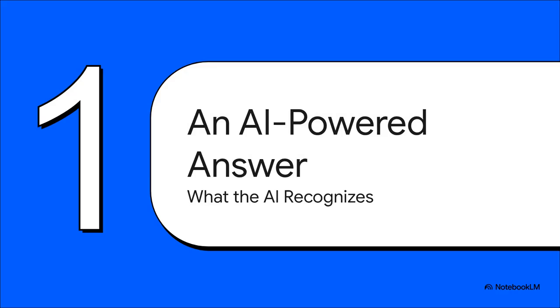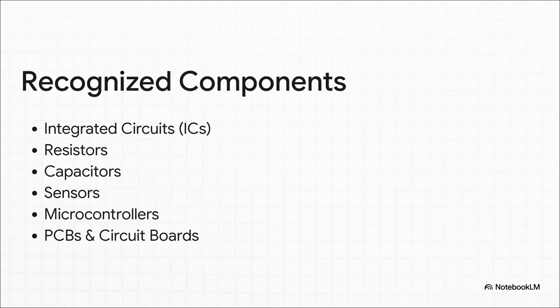Okay, so the magic here really comes down to its AI. And this isn't just some basic recognition tool. When you see the sheer variety of stuff this AI can identify, you start to get a sense of how seriously powerful it is. We're not just talking about a couple of basic parts here. No, the scope is, well, it's really something else. I mean, look at this.